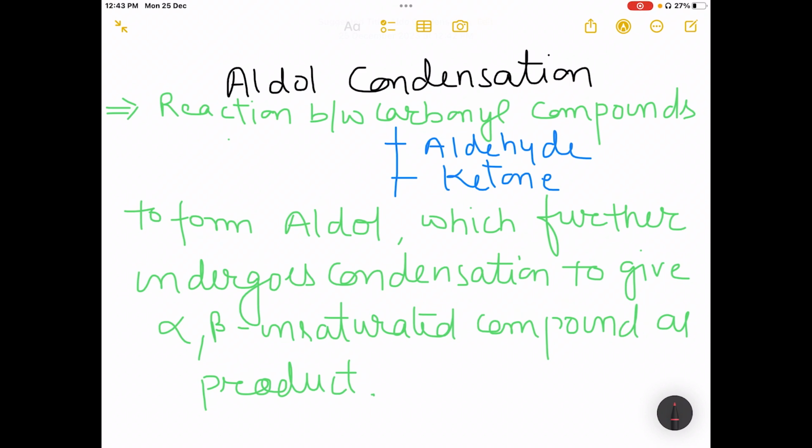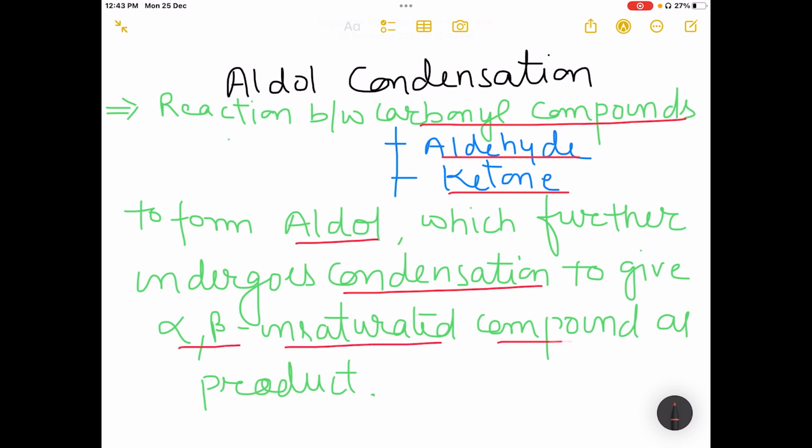Aldol condensation. It is a reaction between carbonyl compounds, aldehyde or ketone, to form aldol, which further undergoes condensation to give an alpha-beta unsaturated compound as product.